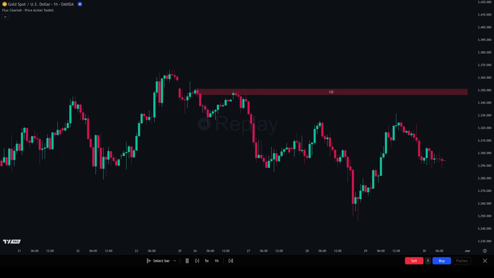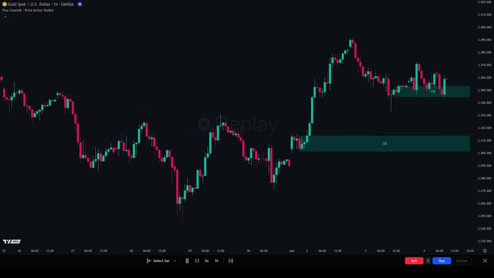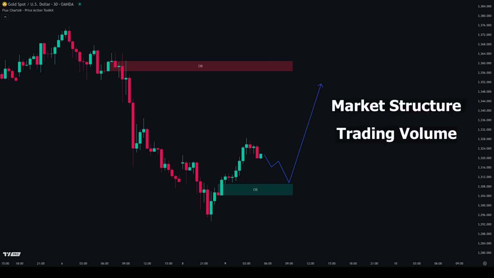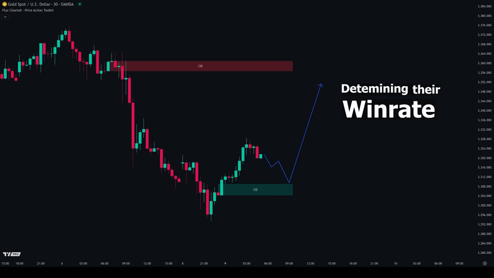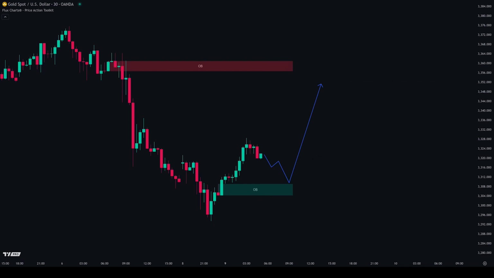These marked zones are considered our POIs, points of interest, specific price zones on a chart where market reactions are likely to occur. So, essentially, when the price returns to these order blocks, we expect a possible rejection and look to open a trade. The indicator uses a unique method to identify these order blocks, showing only those confirmed by market structure and trading volume. However, determining their win rate would require extensive backtesting. Additionally, we must look for the entry reason and confirmation in the lower time frames.